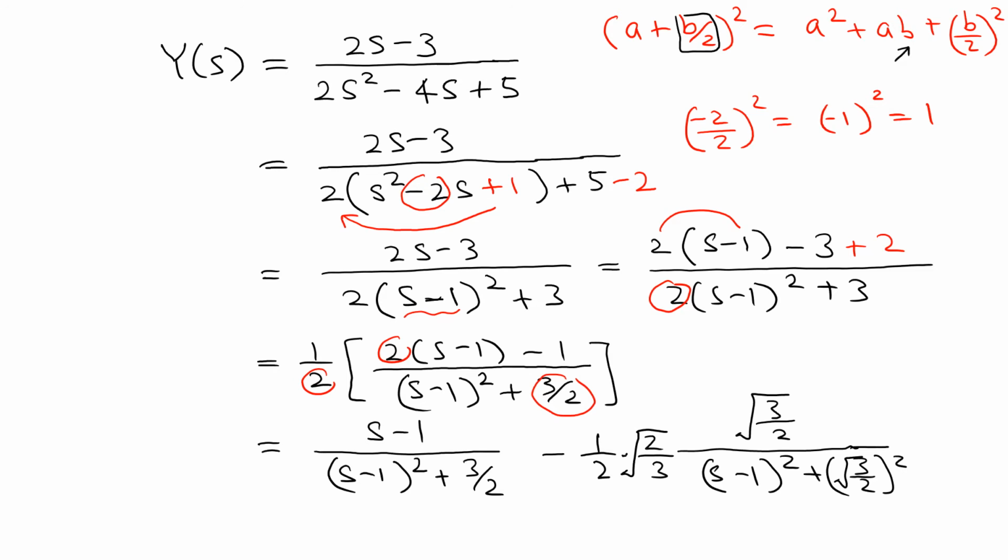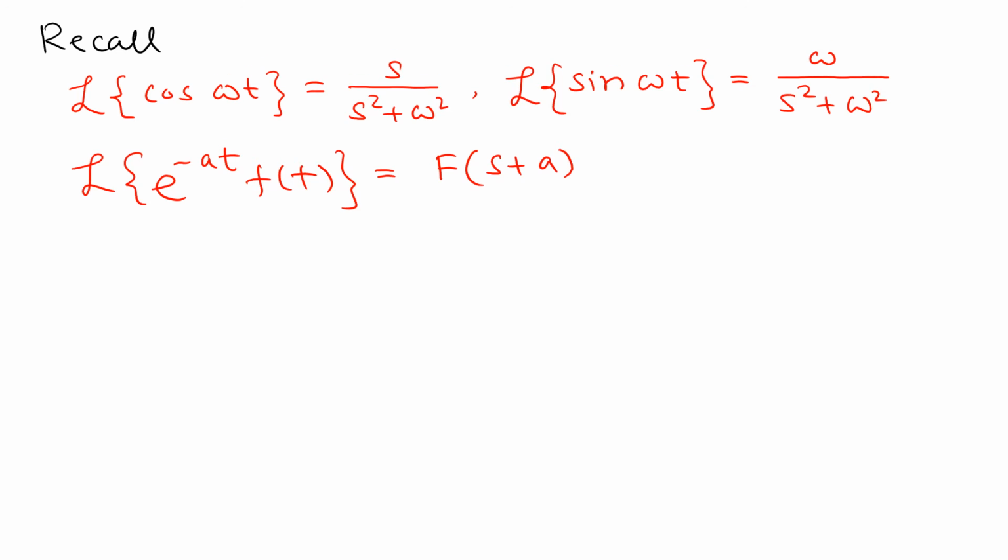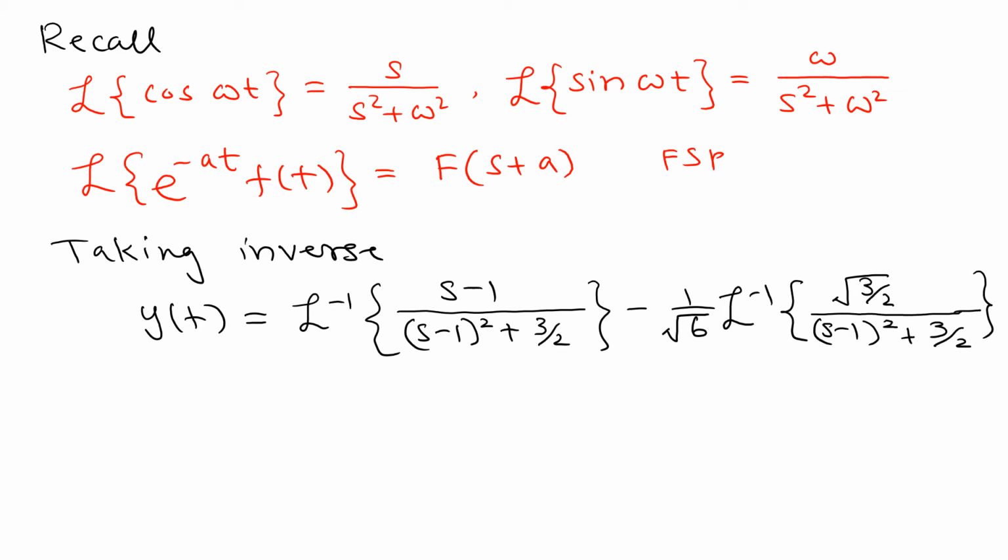So we can use these two. We have the Laplace transform for cosine, sine, and the first shifting property. So let's see how we can get the answer term by term. By the linearity we can write it like this. And also for the second term, it simplifies to 1 over square root 6. And now we can identify these with the formula that we have.